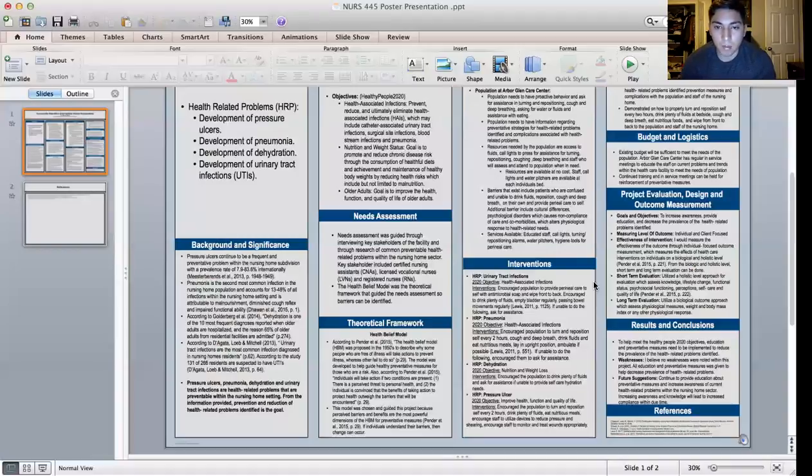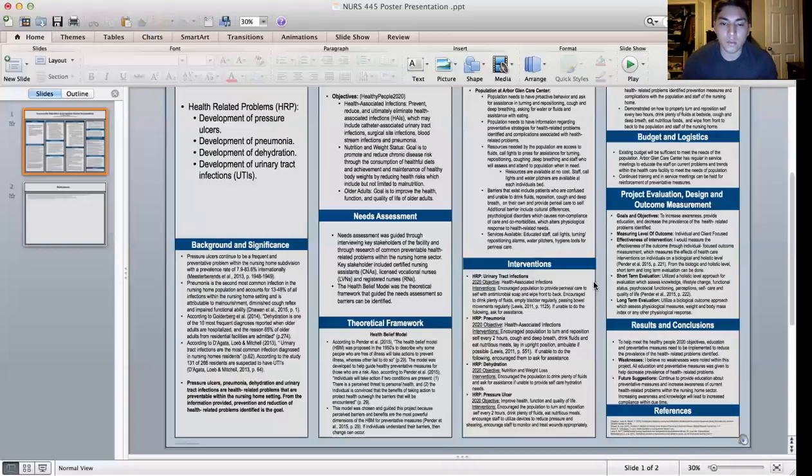Dehydration. The 2020 objective that coincided with that was nutrition and weight loss, which basically the intervention was to encourage the population to drink plenty of fluids and also ask for assistance. Lastly, pressure ulcer. So the 2020 objective for that one was to improve health, function, and quality of life.